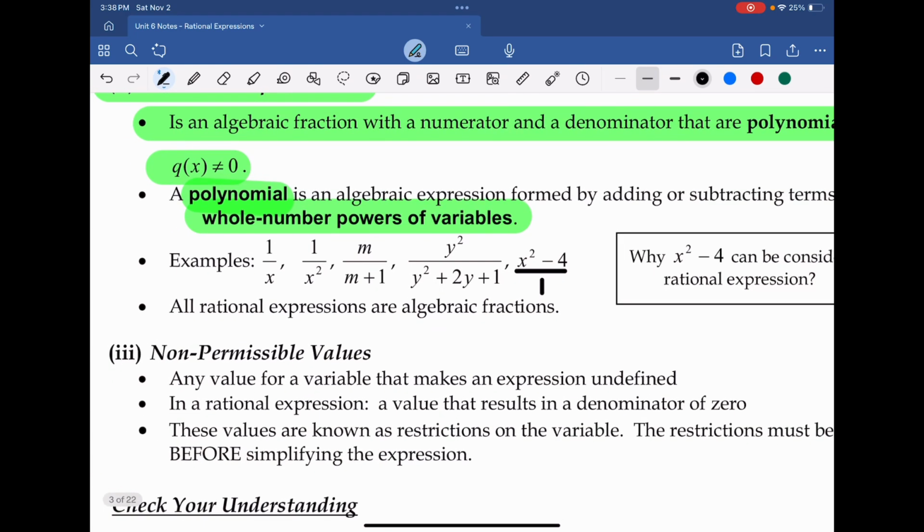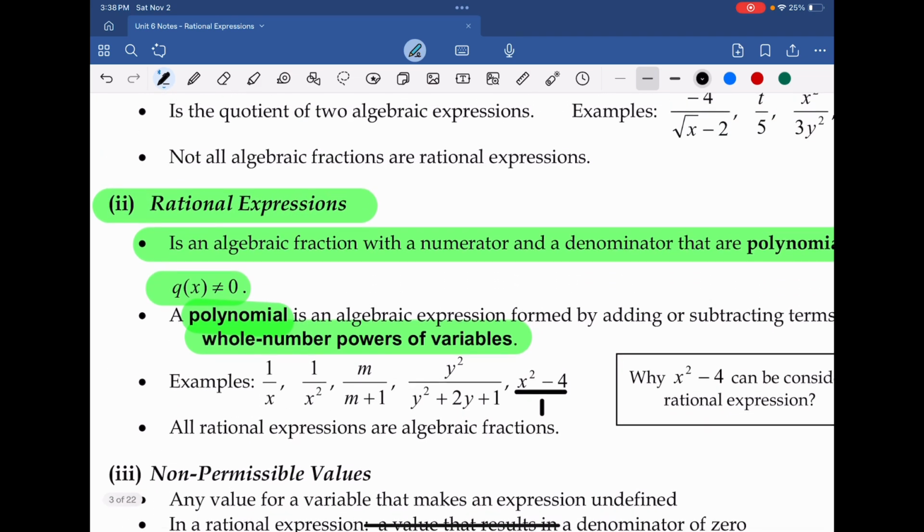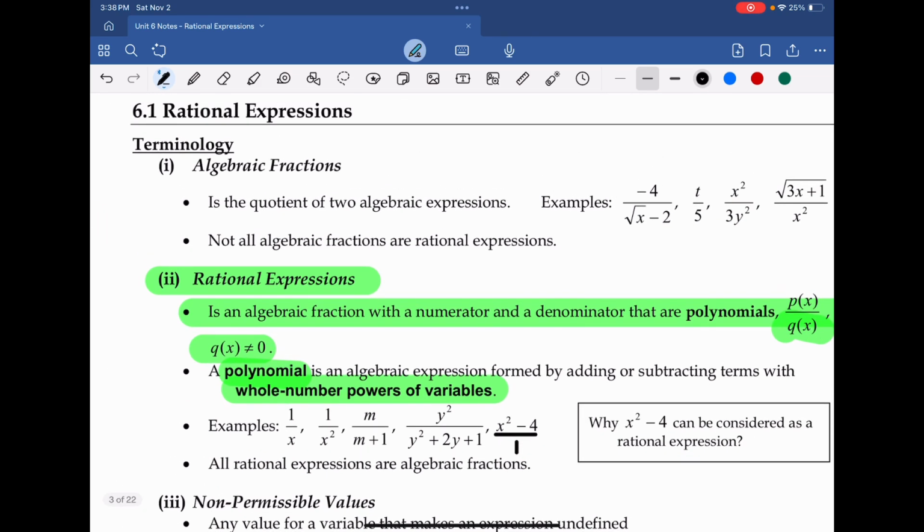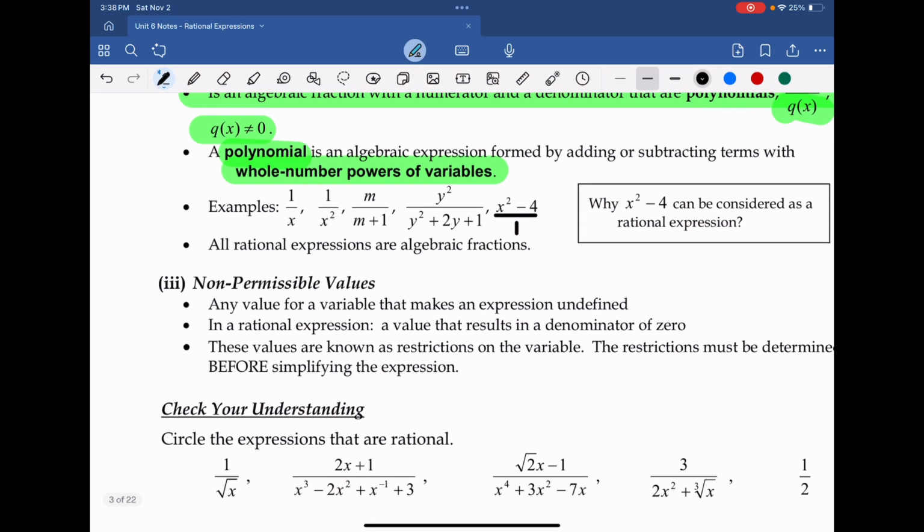All right, now all rational expressions are algebraic fractions. So we can't consider that in the opposite way. If we're looking above, not all algebraic fractions are going to be rational expressions, but all rational expressions definitely can be algebraic fractions.